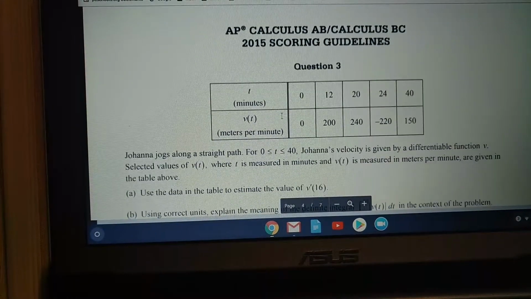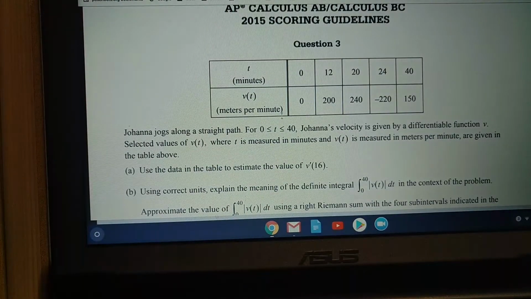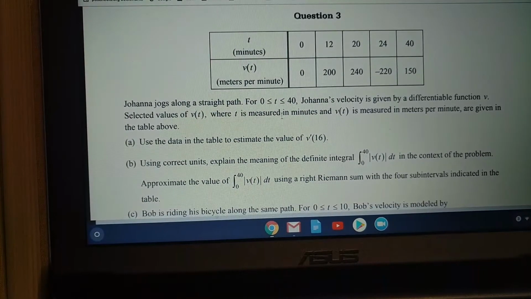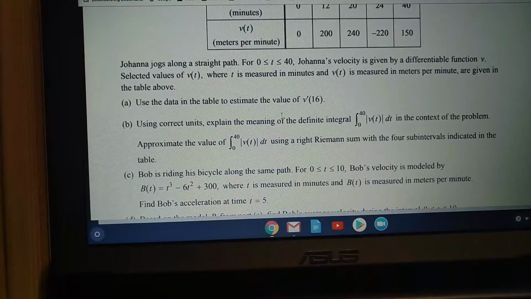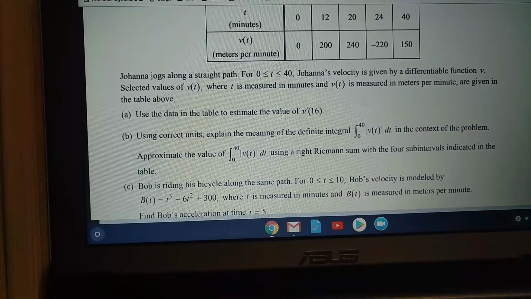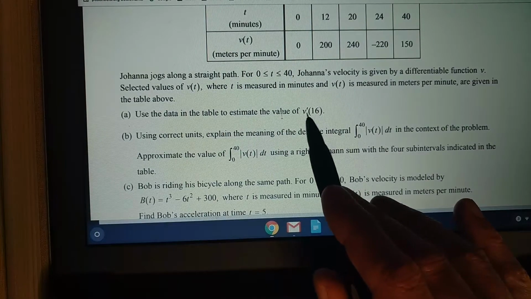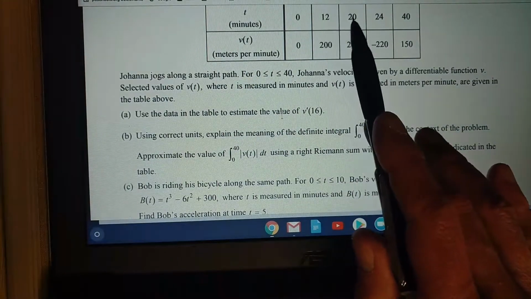Question 3, classic example. We have rates in the form of a table. I can almost guarantee that at some point you'll have to do a Riemann sum with those to get the total distance, but we'll take a look here. So for part A, it wants us to estimate the value of the derivative of v at 16. So I have to find the average rate of change of v at 16. That's in between these 12 and 20.